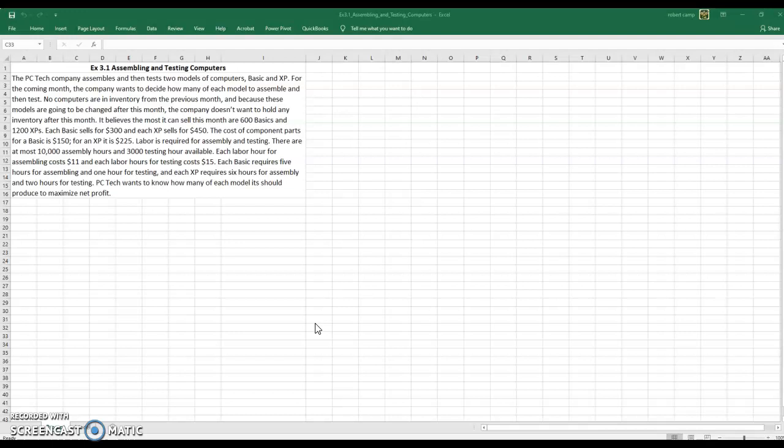No computers are in inventory from the previous month, and because the models are going to be changed after this month, the company doesn't want to hold any inventory after this month. It believes that it can sell this month 600 Basic and 1200 XPs. Each Basic sells for $300 and each XP sells for $450. The cost of the component parts is $150 for the Basic, $225 for the XP.